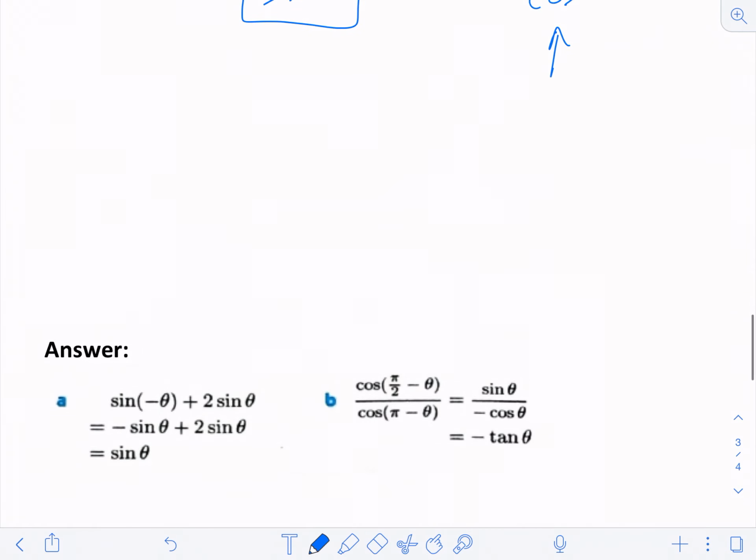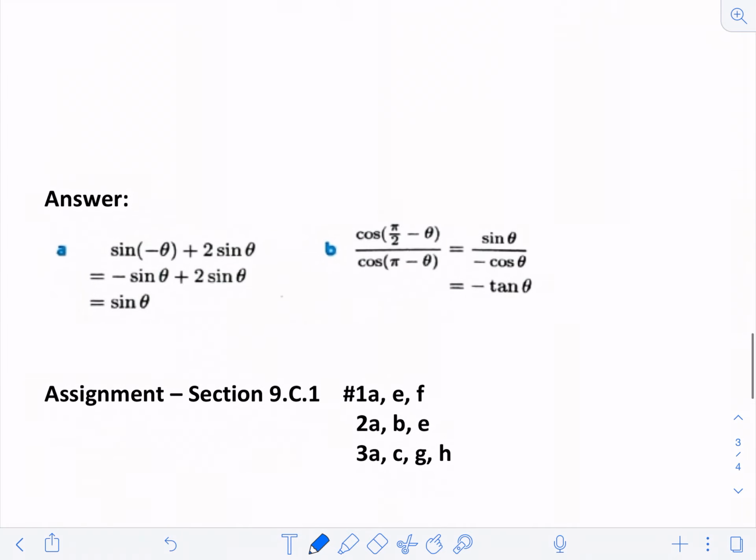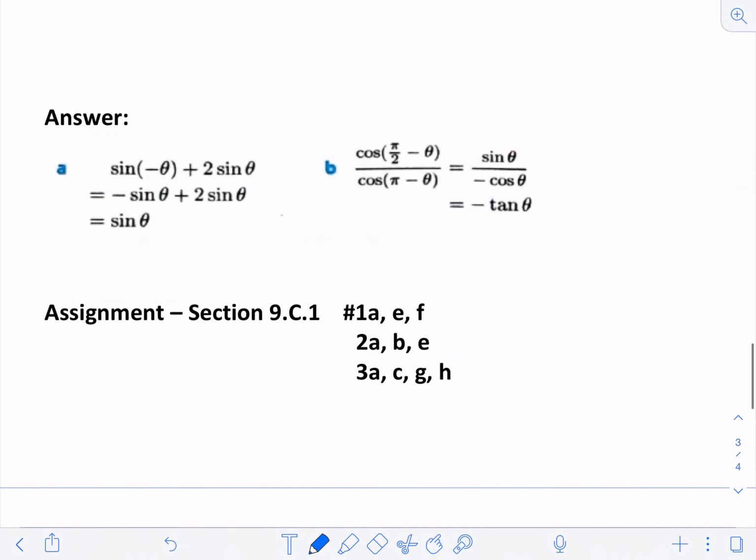So that's it. What I'd like you to do is, there's the answers for the two problems I just did. But I'd like you to check out these problems in section 9C1. These are all individual expressions that you need to simplify. I just handpicked some from each of the problems. Numbers 1, 2, and 3. And it looks like there's 10 problems total.